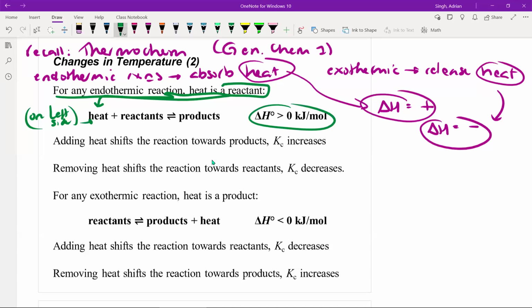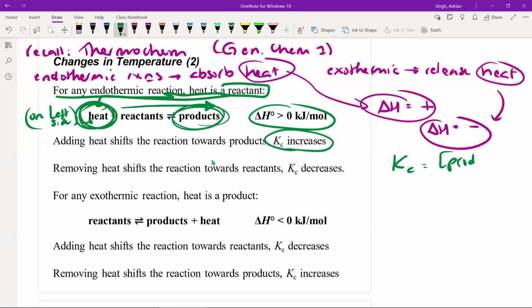Write the word heat in there, it's easier to interpret now. Okay, if we add some of the stuff on the left, which is where the heat is in an endothermic reaction, equilibrium has to shift towards the other side, right? And if it shifts to the right, the Kc value is going to increase because we are now increasing the amount of stuff on the right side of the equation that is in the numerator. Remember, our Kc is product over reactants.